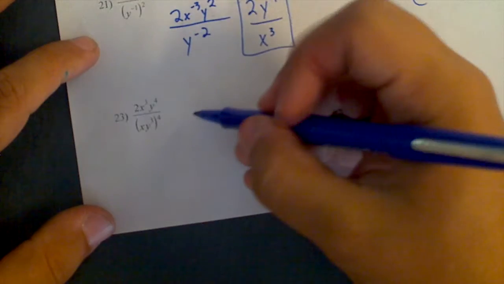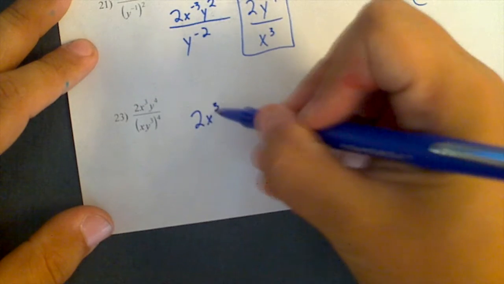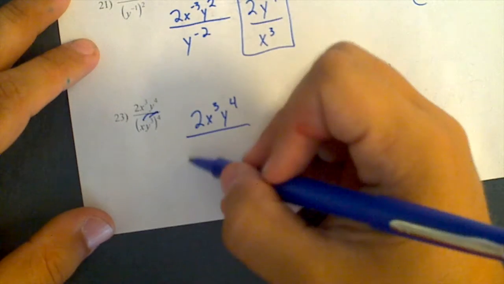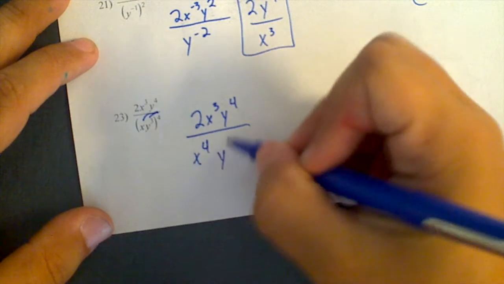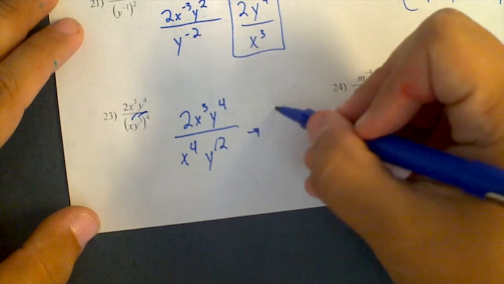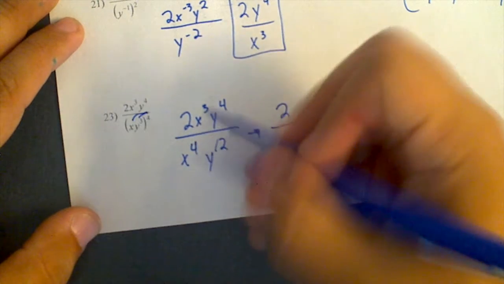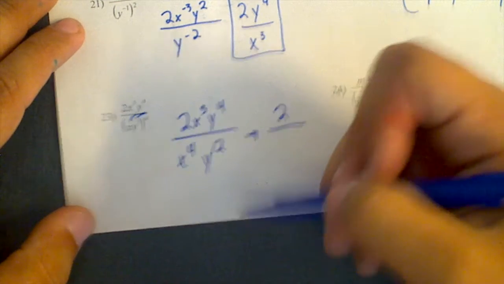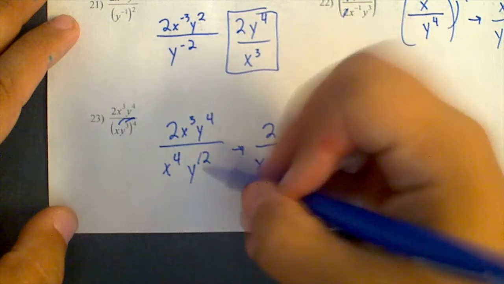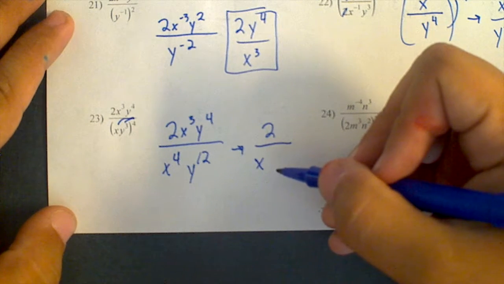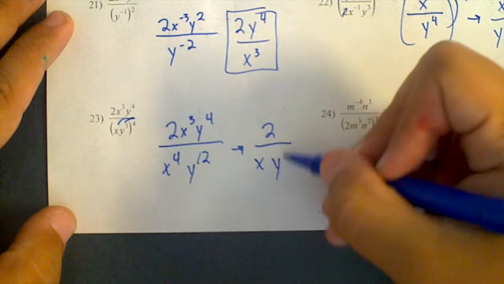Last 2. Bottom stays, top stays the same. Apply this forward everywhere. So x to the 4th, y to the 12th. To simplify, 2 stays on top. Dividing the x's, keep the base, subtract the exponent. 4 minus 3 is 1. There's more x's on bottom, so it'll stay right there. Same thing with the y. Keep the base, subtract the exponent. 12 minus 4 is 8. And since there were more on bottom, it stays there.